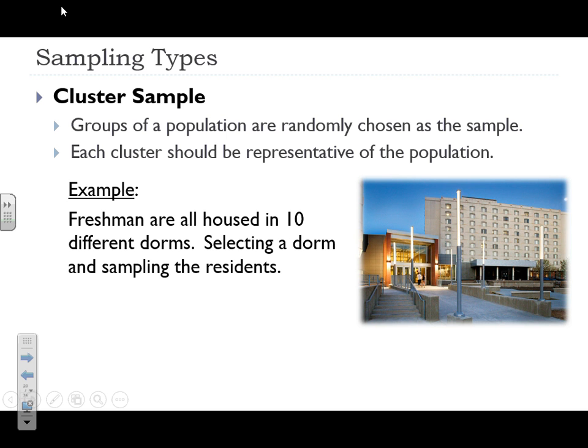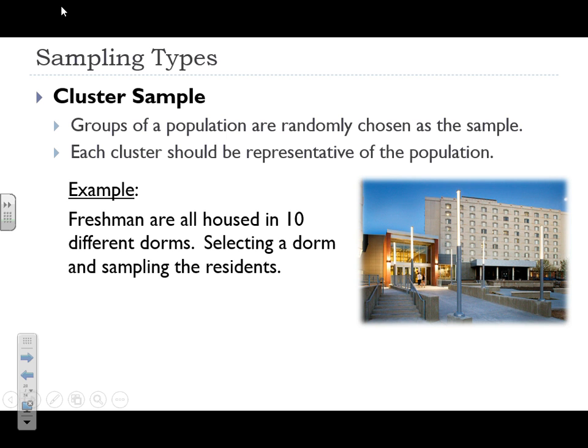So go to dorm 0. Knock on all the doors. Ask everyone that answers what their opinion is. Go to dorm number 4. Knock on all the doors. Ask everybody what their opinion is, and so on. You see how that kind of saves us some time as far as sampling.